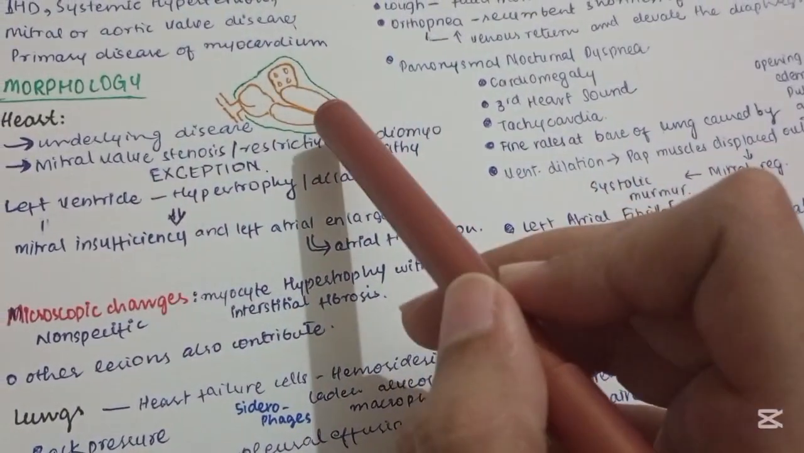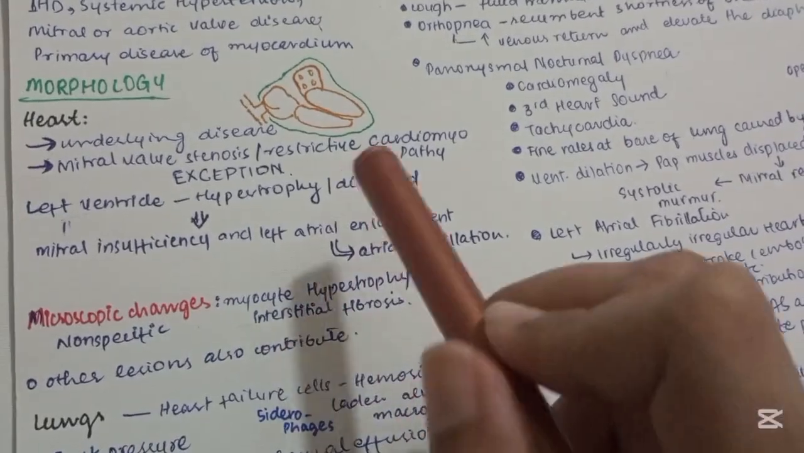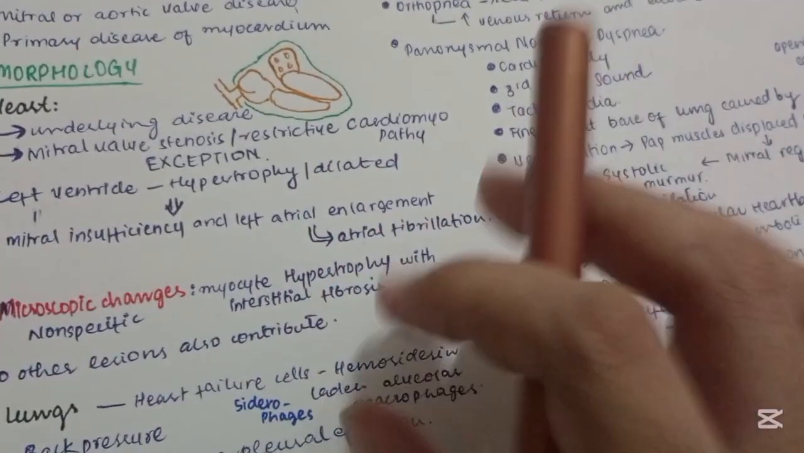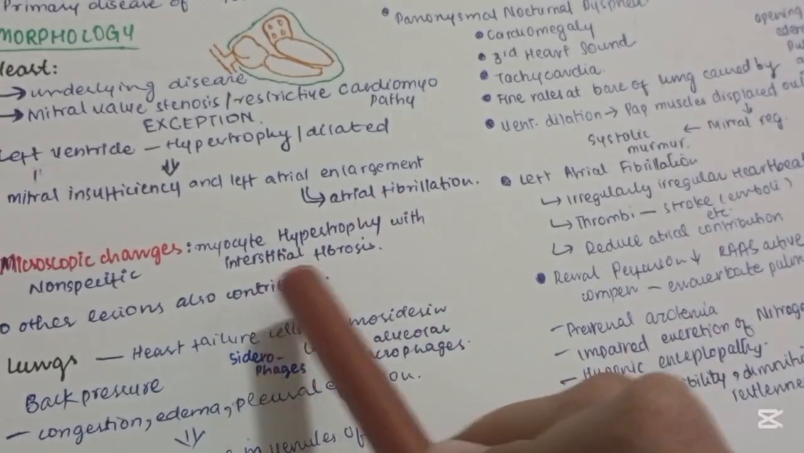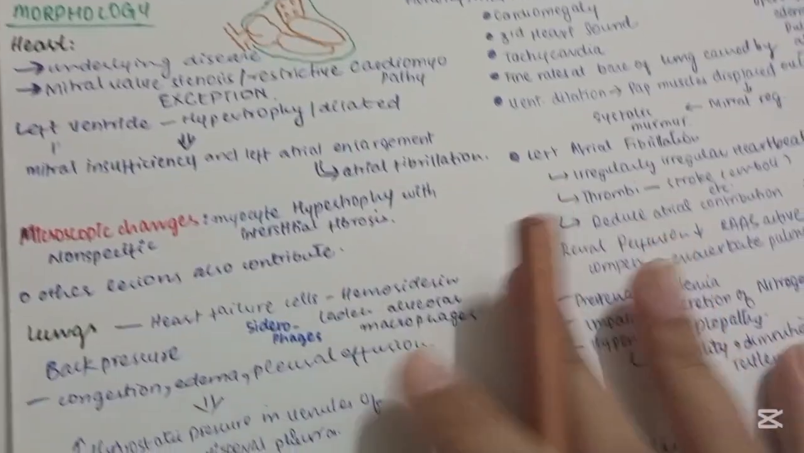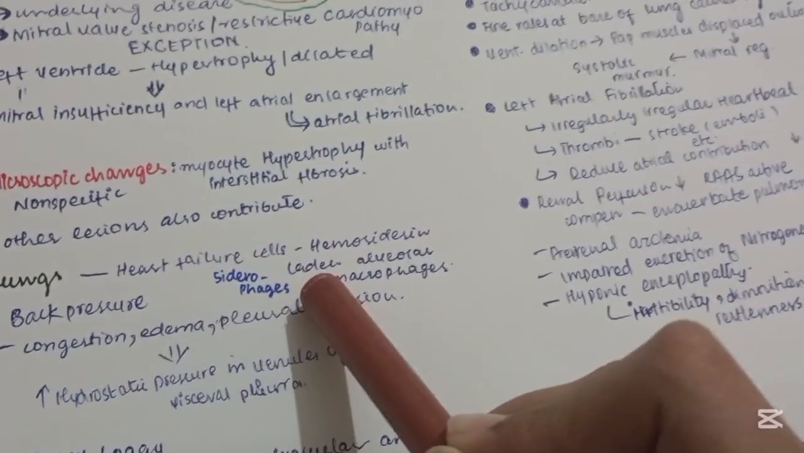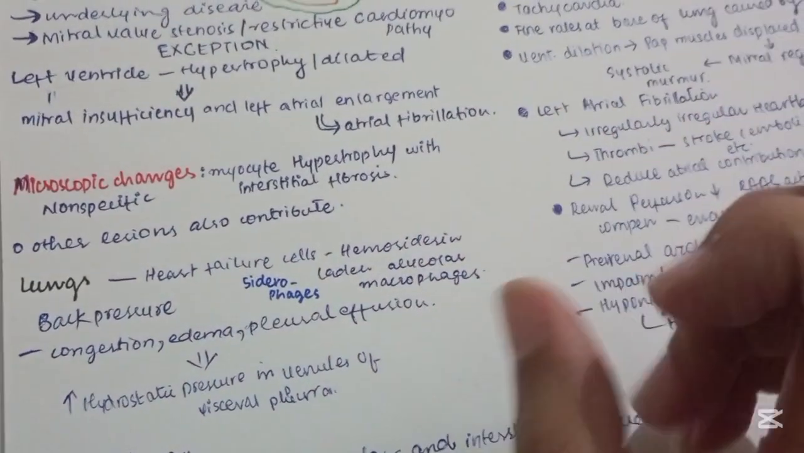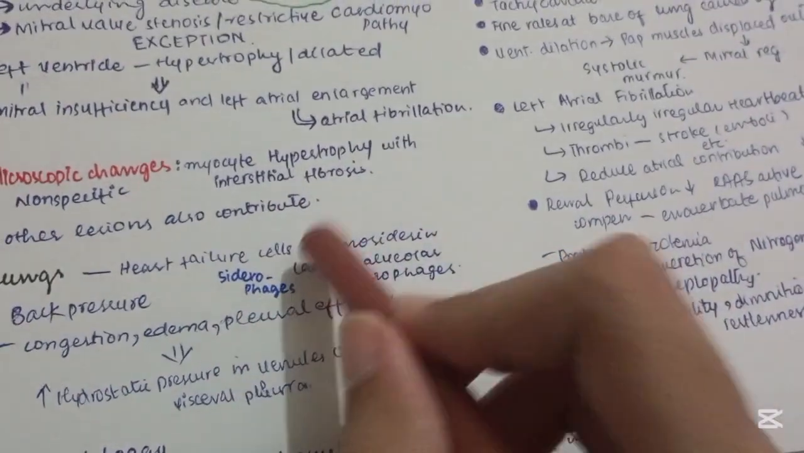Next are the microscopic changes. As I have told in my previous video, myocyte hypertrophy can occur. It can be eccentric or concentric depending on the underlying disease. So myocyte hypertrophy with interstitial fibrosis can occur, but mostly these changes are non-specific. In the case of the lungs, there will be the presence of heart failure cells. These are hemosiderin-laden alveolar macrophages. These are also known as siderophages.